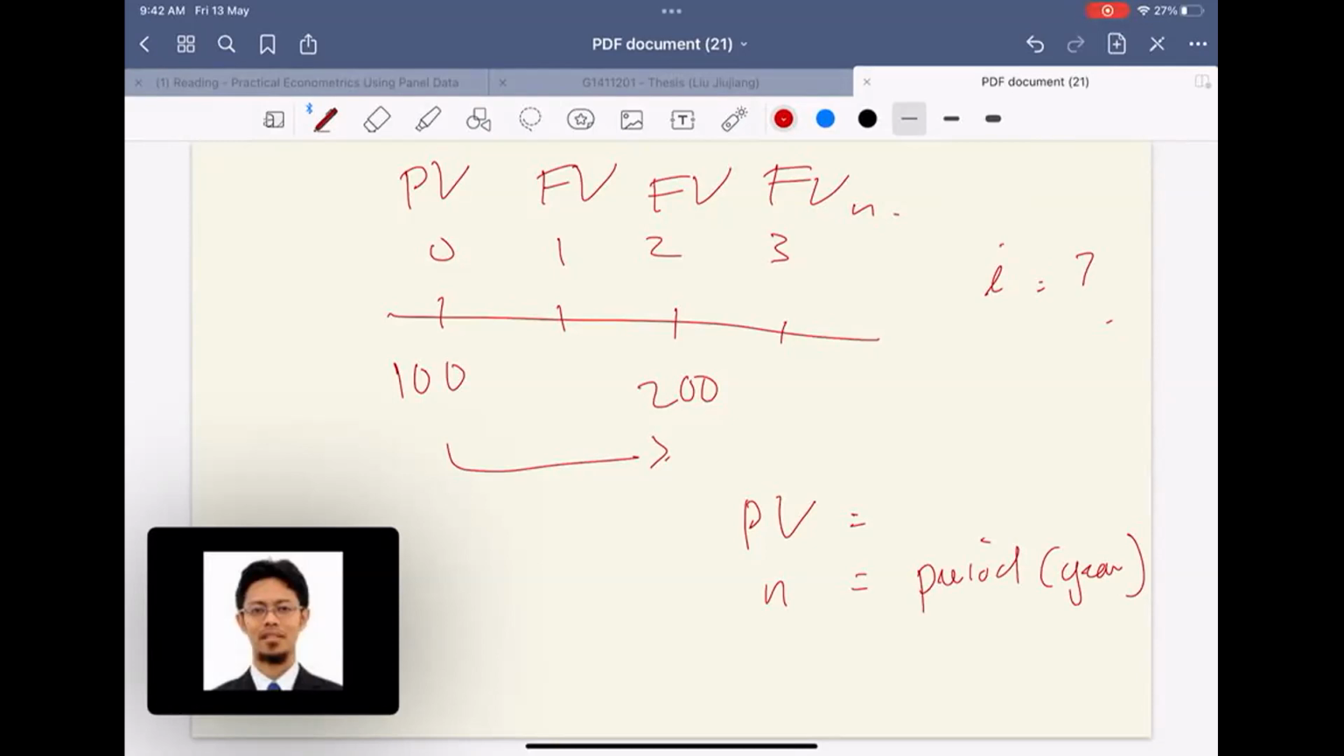Okay, and then you know the rate. This is your required rate. For the moment here, you can assume it's a required rate. Later when you do capital budgeting, it becomes cost of capital. And you're going to have the future value.